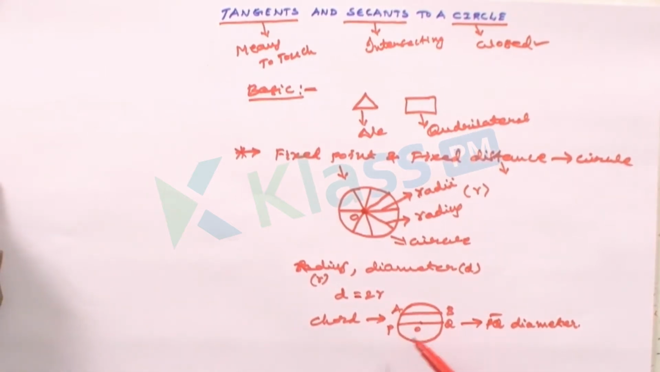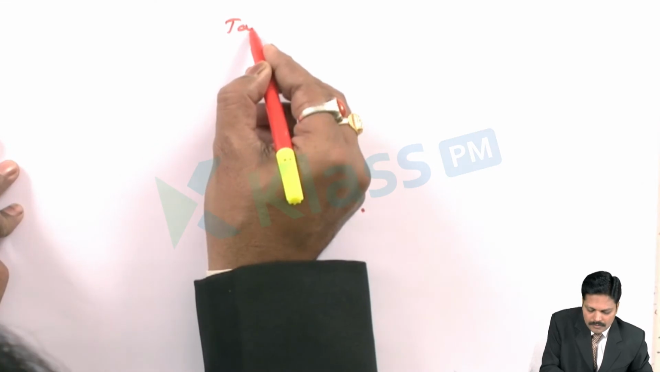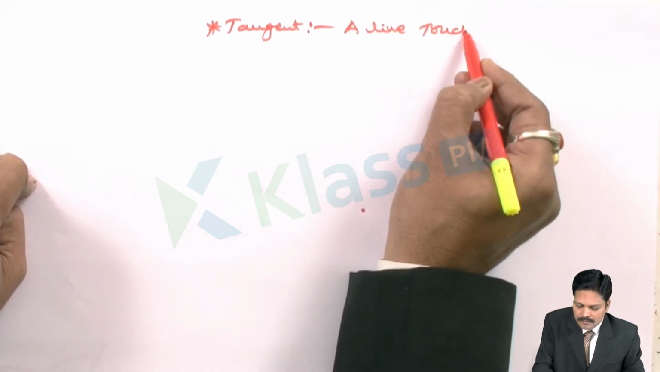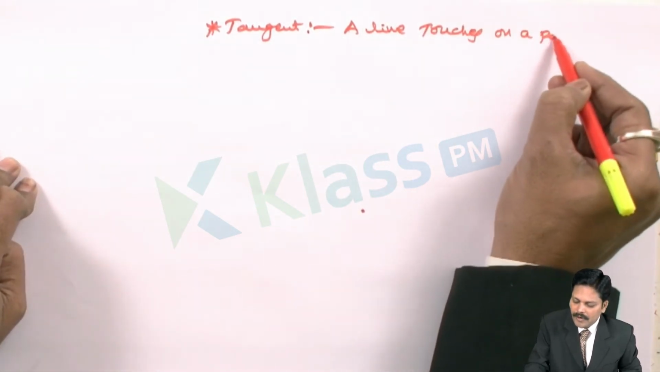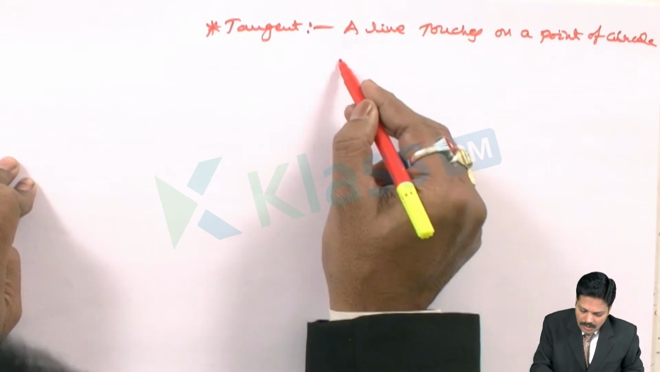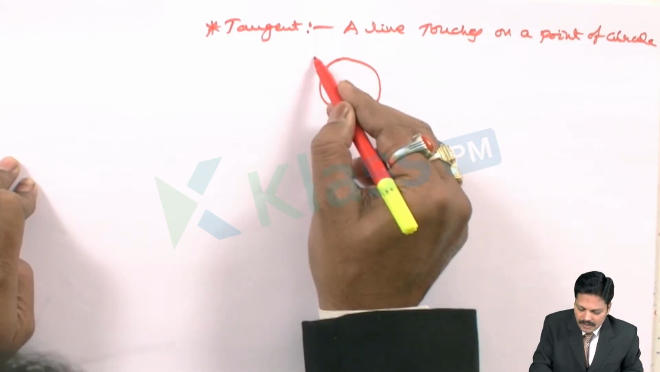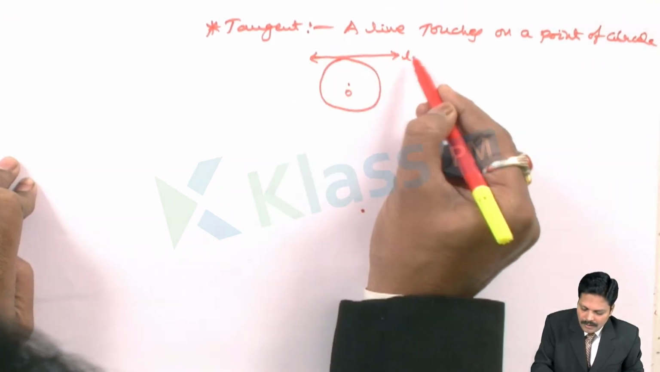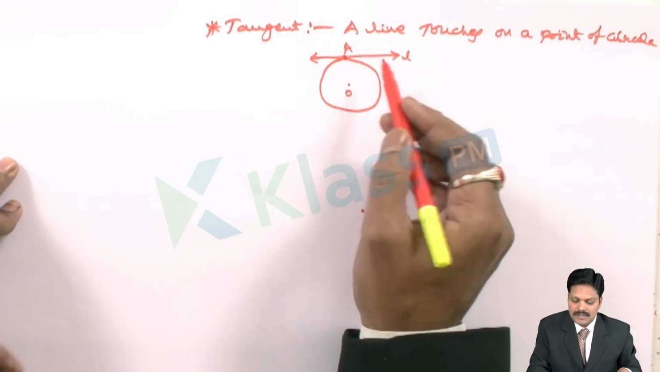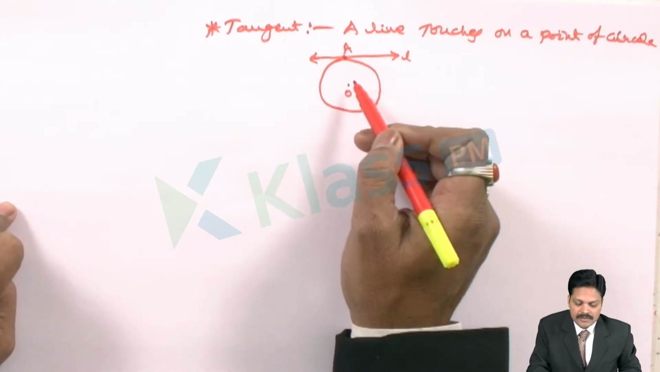In this manner we can derive the diameter, radius and chord. Based on these topics we need to know about tangents and secants. First, the tangent. A line that touches a circle at a point is called a tangent. Here this is the center of the circle. When we draw this line L touching in one point, then it is a tangent. It touches the circle at only one point.